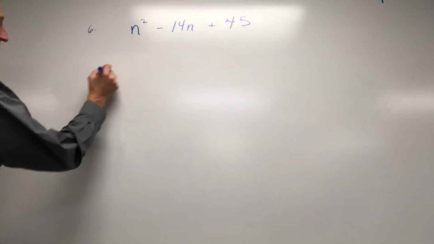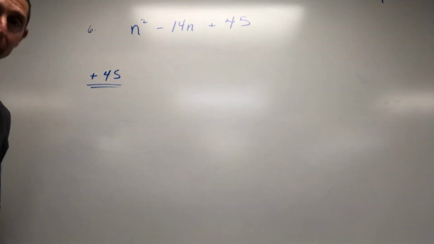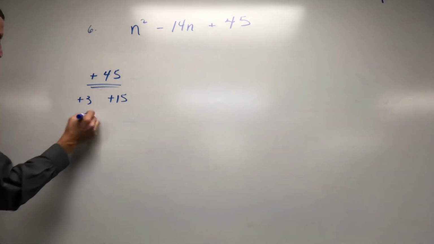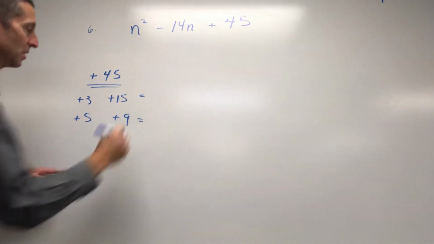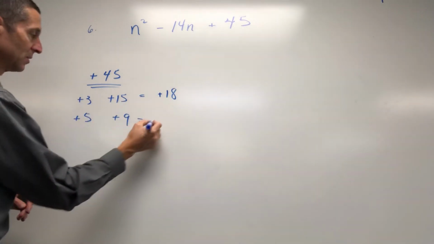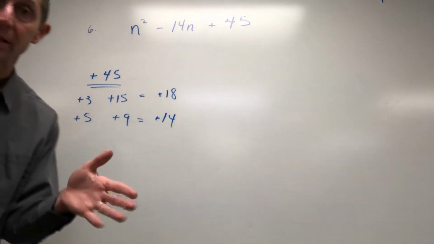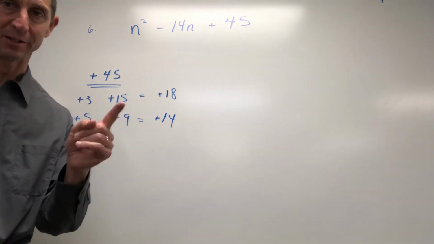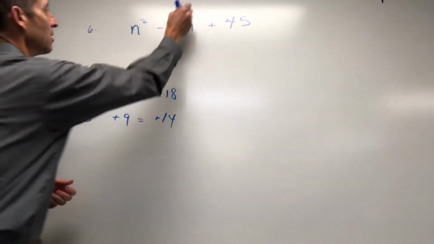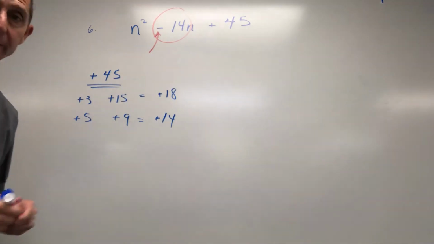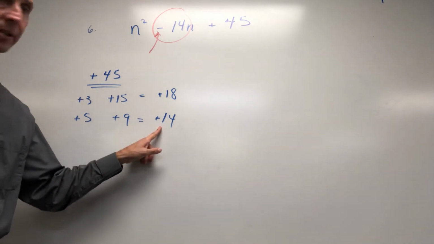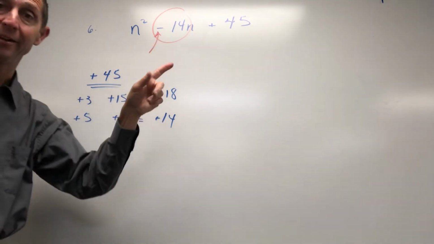So we start working positive 45. And we're looking at 45, we're like, okay, that could be like 3 and 15, probably going to be 5 and 9. So 5 times 9, 3 times 45. This has to be plus 18. This has to be plus 14. All right, some of you guys are already seeing the problem. This says positive 14. We look up here, but that is negative 14. So the 5 and the 9 that are positive give me positive 14. That's not what I need. I need it to be negative.